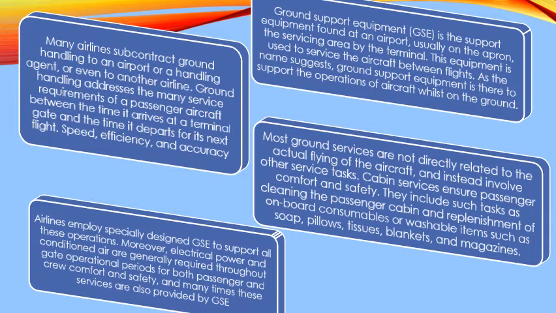They appoint specially trained persons, because electrical power and conditioned air are generally required through the gate operation. So they should have knowledge of electrical things and conditioned air. Both passenger and crew comfort and safety are mainly given priority. Crew comfort and passenger comfort, the cabin crew and passenger safety and comfort, are necessary. So these are the things in GSE.